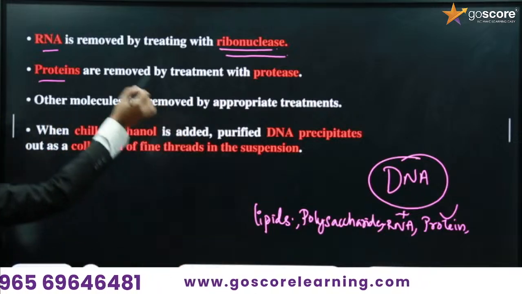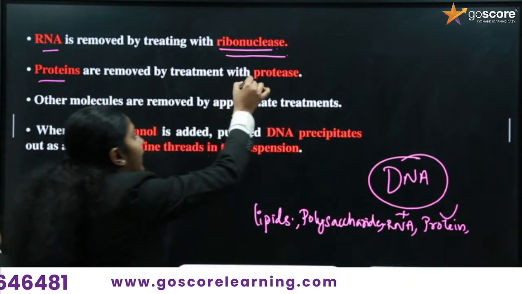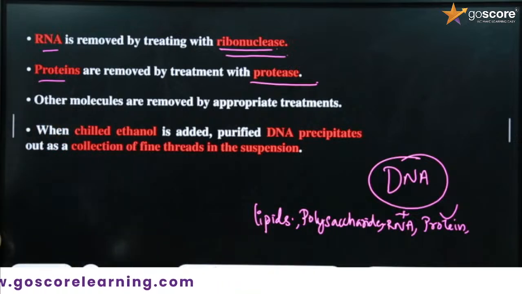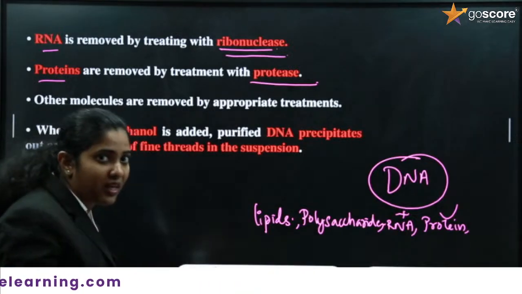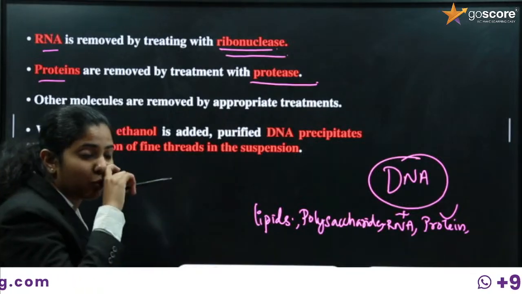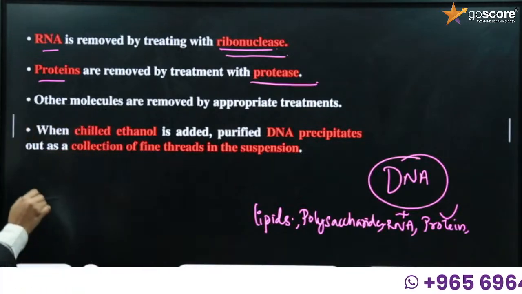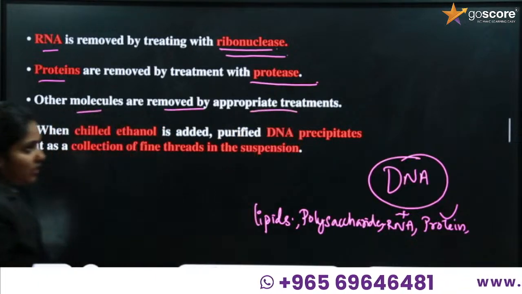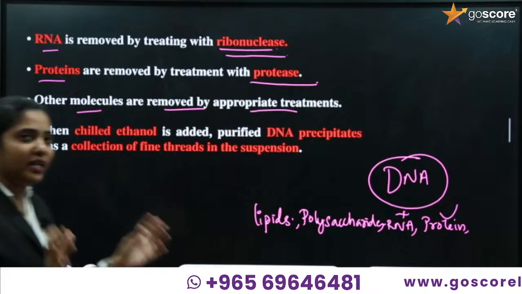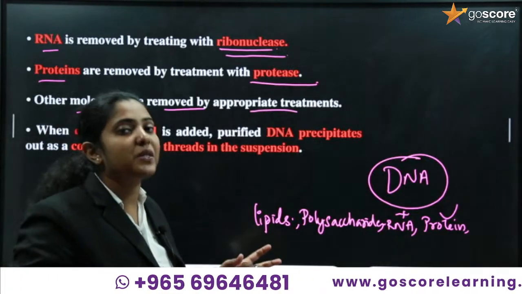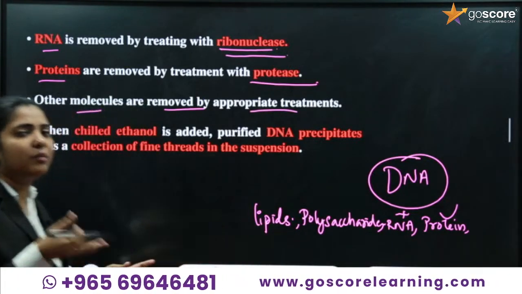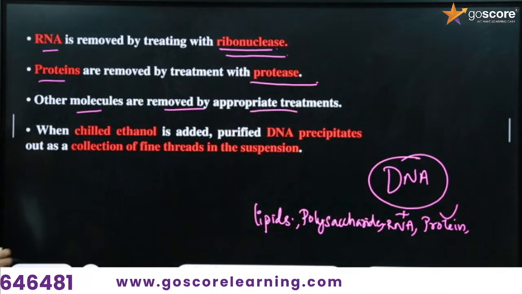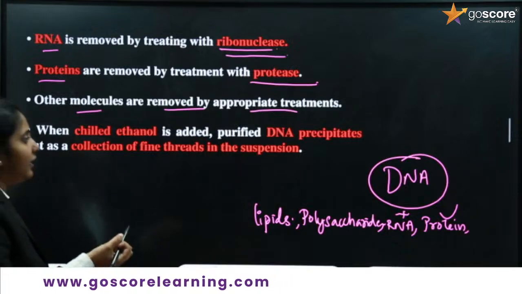How can the protein be treated? Protein can be removed with the help of the enzyme called protease. Dear students, you have to study the different enzymes used to remove all these things. Other molecules are removed by appropriate treatments. You just have to study what steps are taken to remove them. They can be removed with different chemical molecules. So in the next process we get DNA, right?